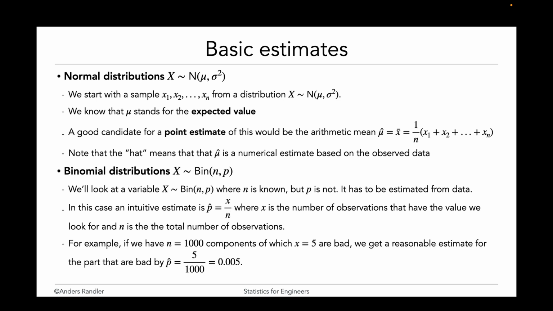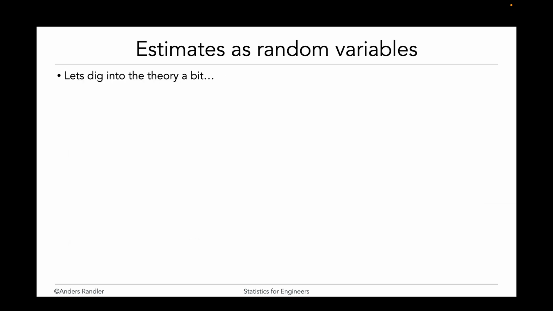So for example, if we have 1,000 components, of which 5 are bad, and we want to get a reasonable estimate for that. An estimate would be 5 divided by 1,000, being 0.005. So that's just intuitively clear, isn't it? And estimates, they are kind of random, aren't they? So we could look at them as random variables.